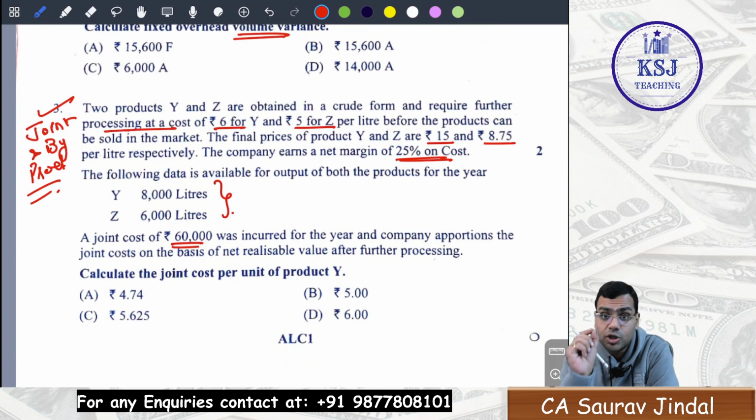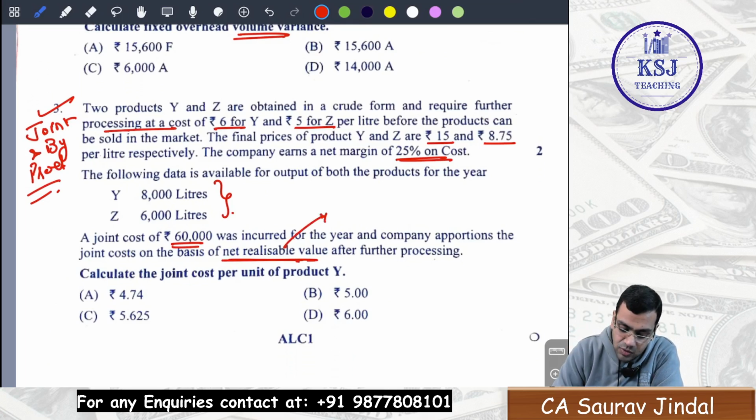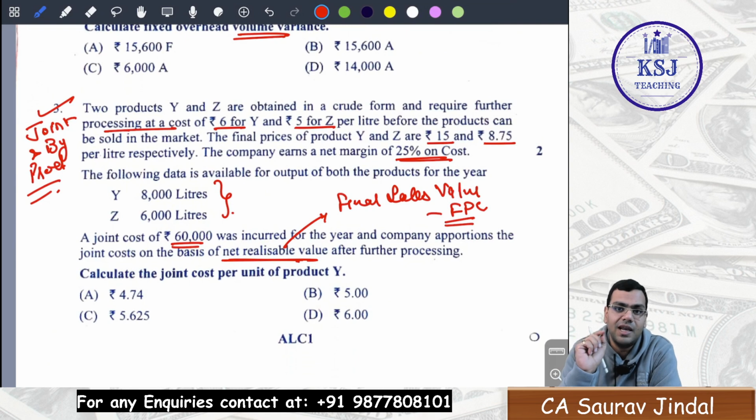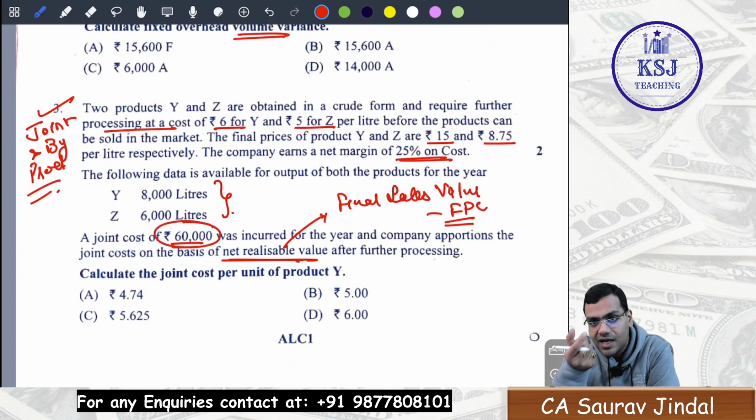So what you should have done is first calculate the net realizable value. Net realizable value is what? Final sales value minus further processing cost. That will give you the net realizable value. In the ratio of that net realizable value, distribute this 60,000. Then take the value that you get for Y.